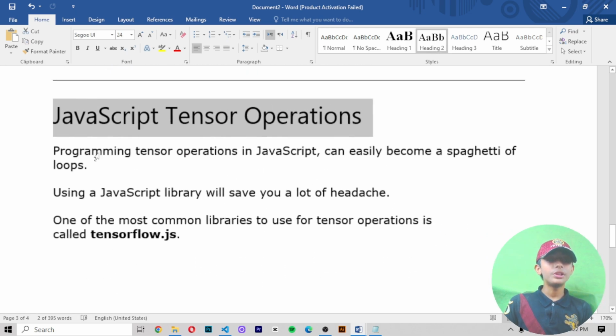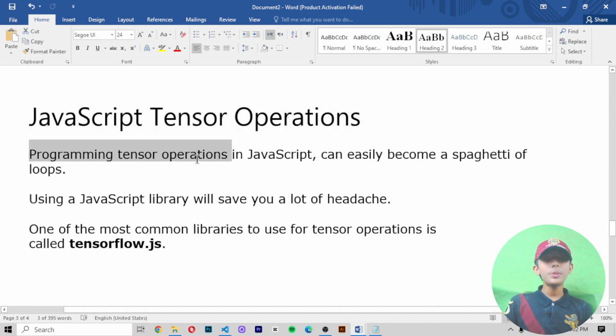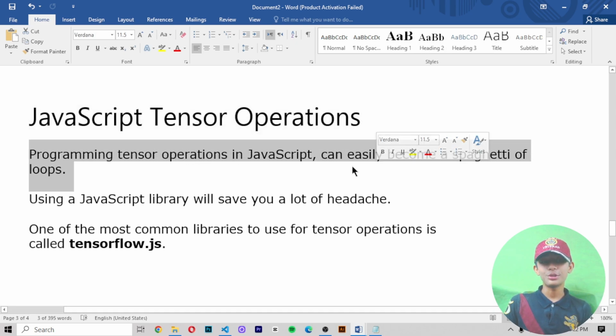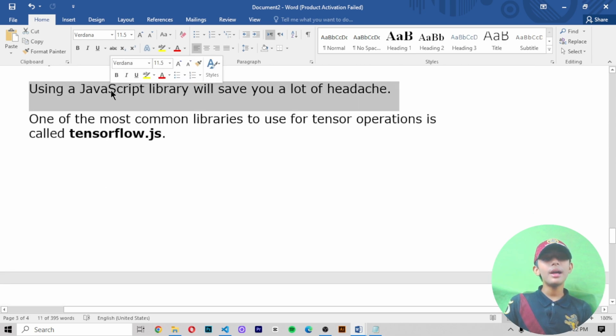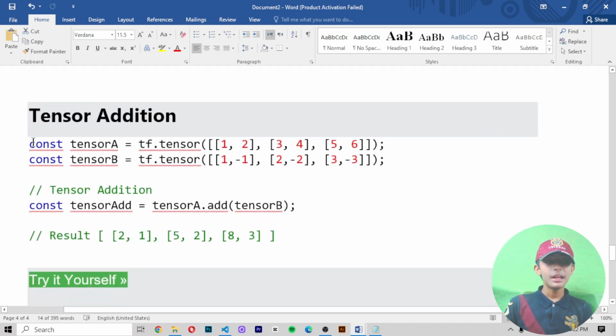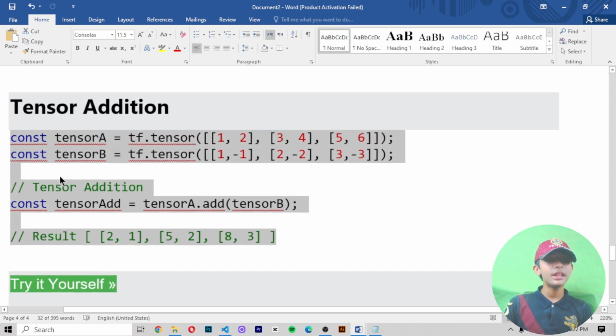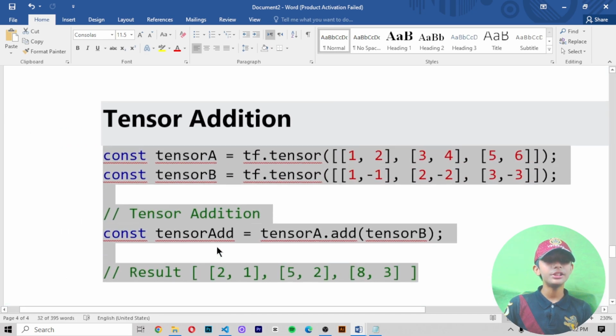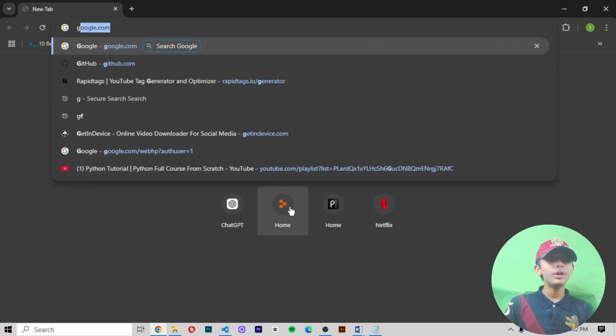JavaScript tensor operations. Programming tensor operations in JavaScript can easily become a spaghetti of loops. Using a JavaScript library will save you a lot of headache. One of the most common libraries for tensor operations is TensorFlow.js. This is one example of tensor addition. Let me copy it.